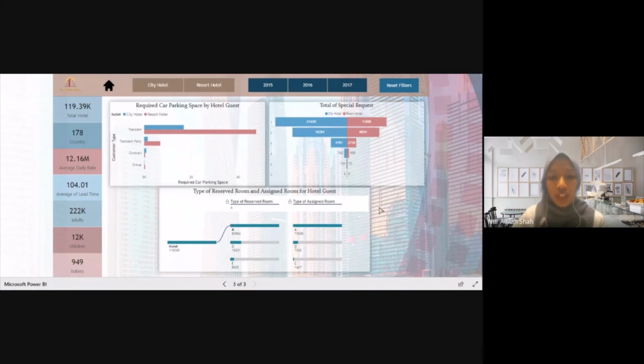So from the chart, the conclusion that can be made is that most of the guests that reserve room A and room D are assigned to the same type of room, which means that there is a higher possibility that guests who reserve these two types of room will get to stay at the room that they had reserved beforehand.